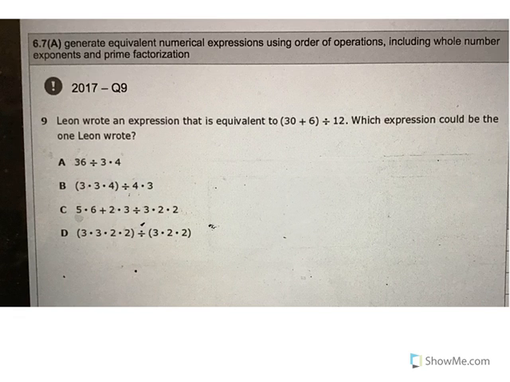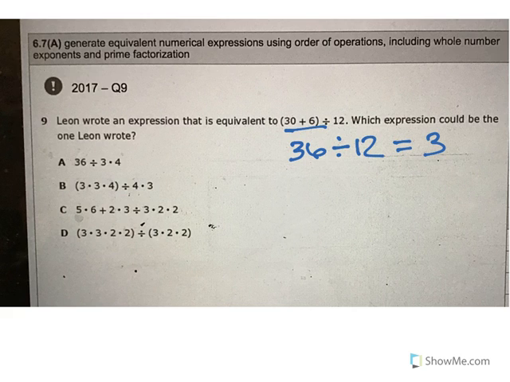All right, so from the 2017 test, Leon wrote an expression that is equivalent to 30 plus 6 divided by 12. Which expression could be one Leon wrote? Okay, so order of operations, I know I would have to add this first, and then divide by 12. So 36 divided by 12 is 3.